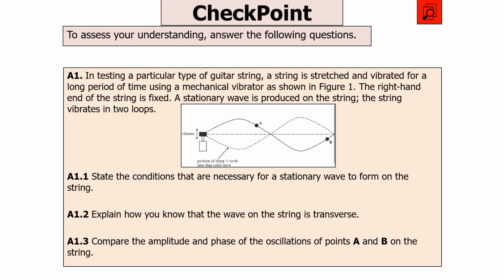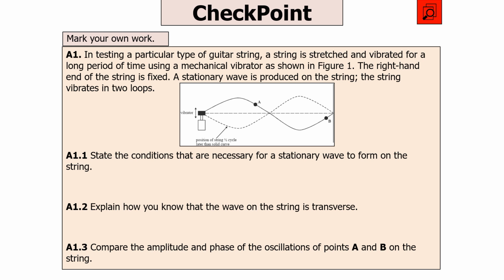Firstly, state the conditions that are necessary for a stationary wave to form on the string. Explain how you would know that the wave on the string is transverse, and then compare the amplitudes and phase of oscillations of points A and B on the string. So pause the video now, then unpause the video when you want to go through the answer.